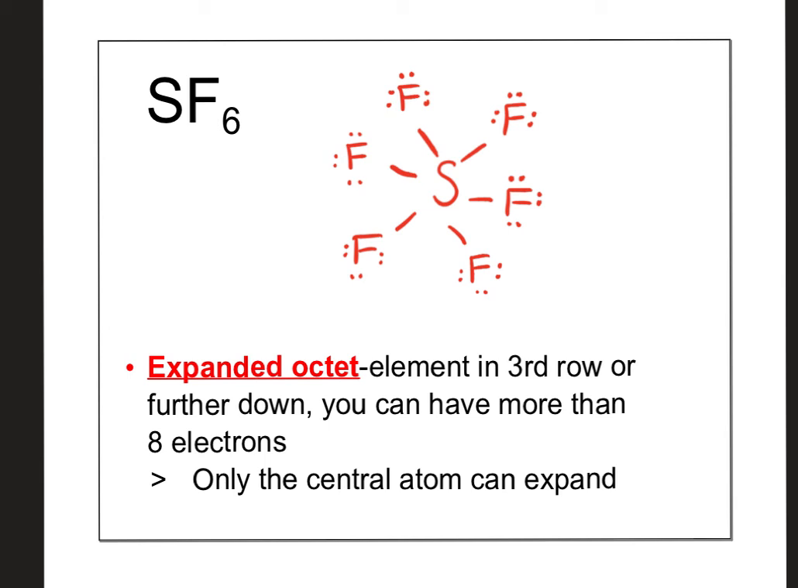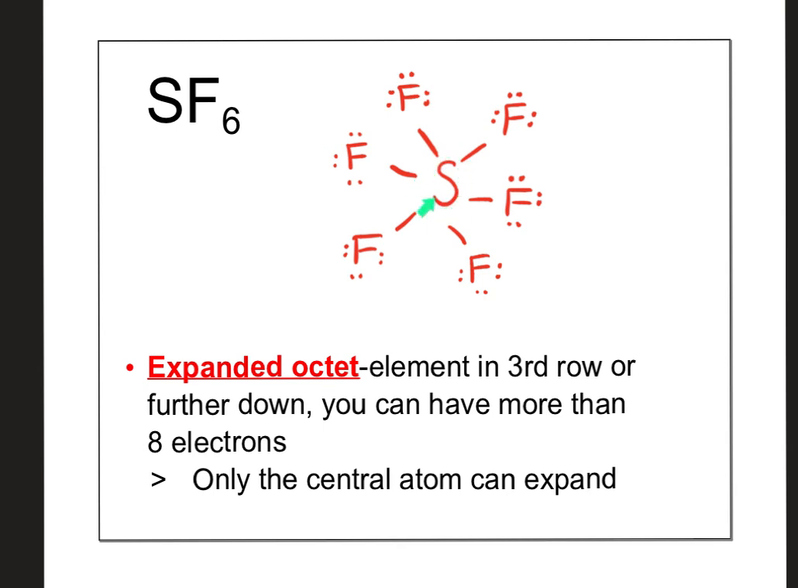So all those fluorines are perfect, happy with 8. Sulfur will take one for his friends, take one for the team, and have more. As long as that middle element is in the 3rd row or bigger, it can do that. It doesn't want to, but it'll do it for its buddies. And the other note is only the one in the middle can do this. The fluorine out here, he can't expand.